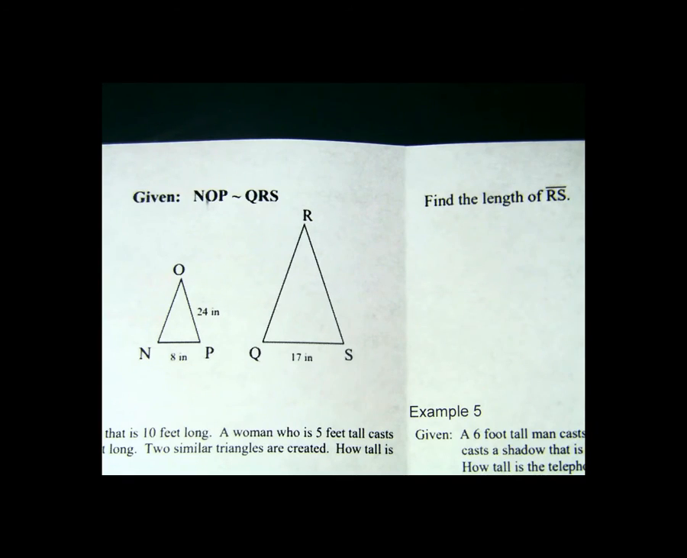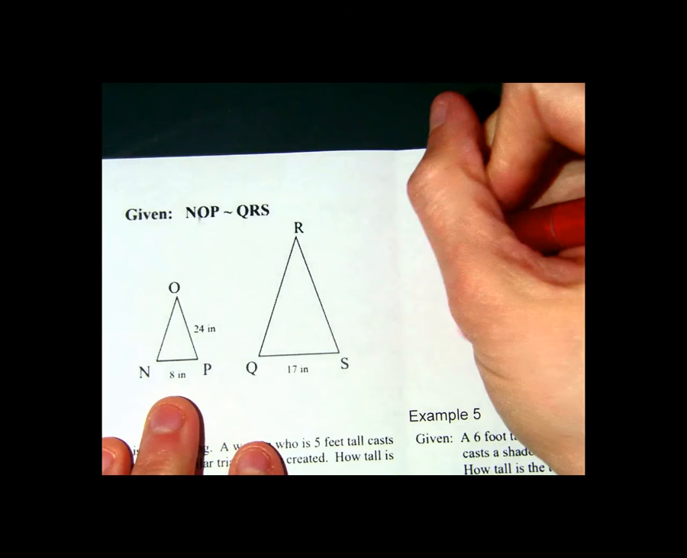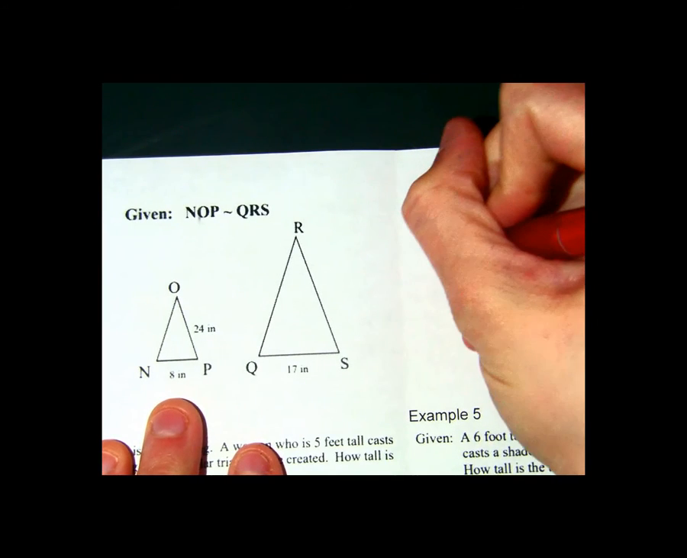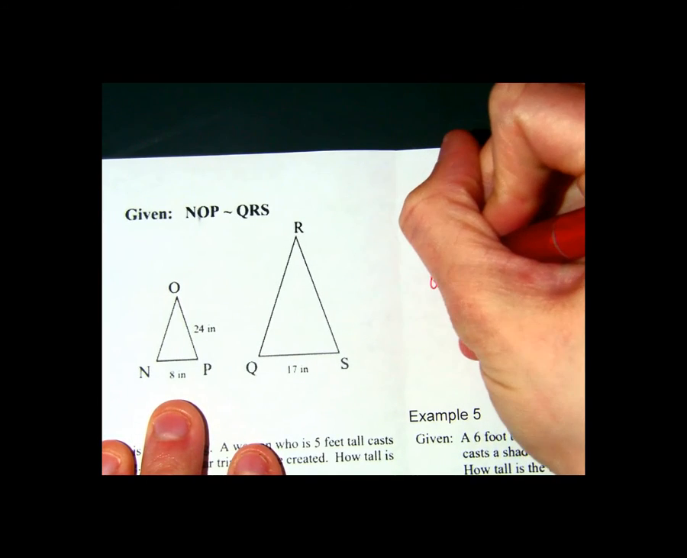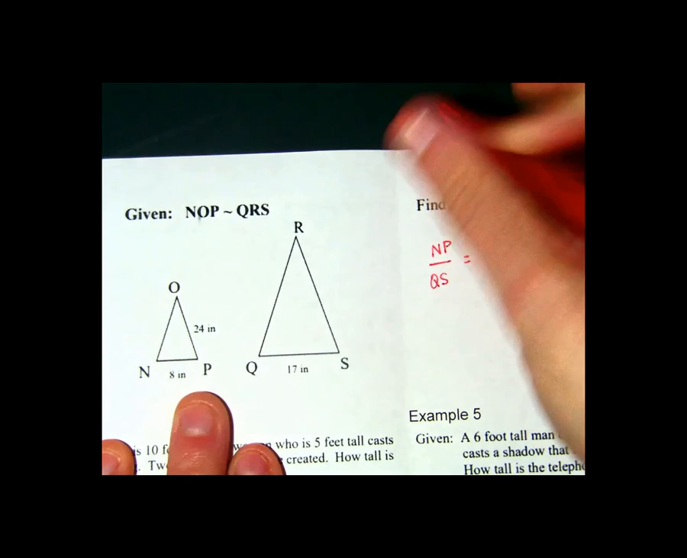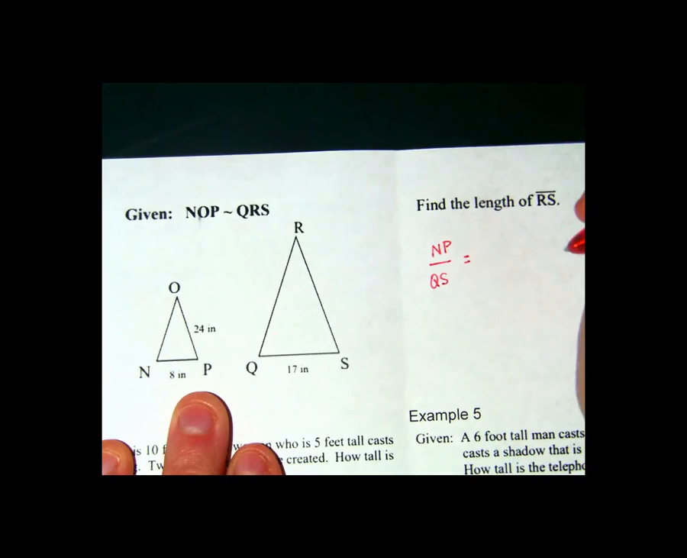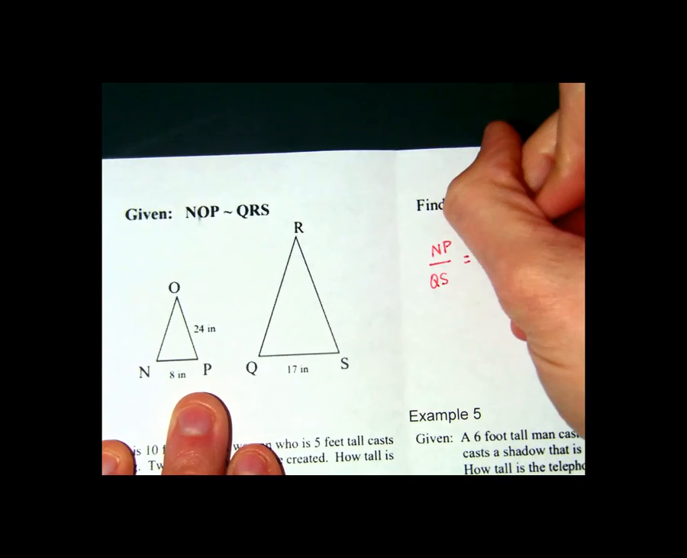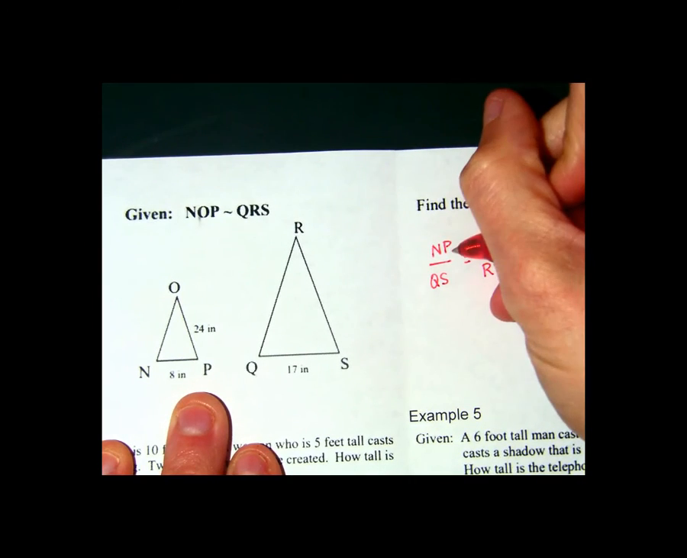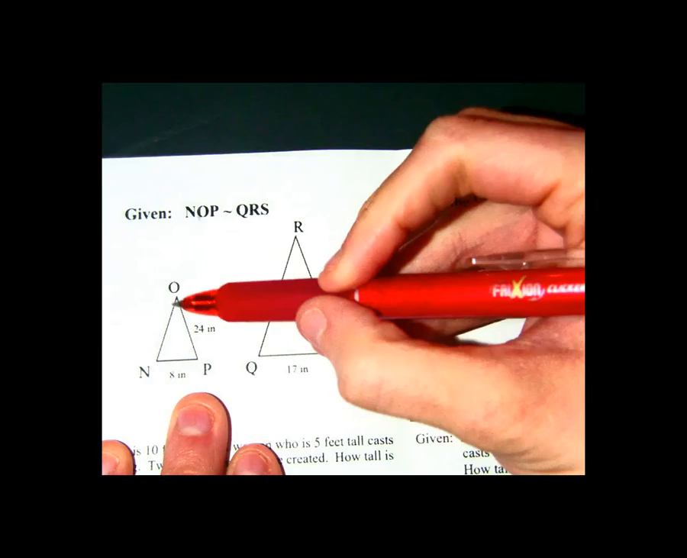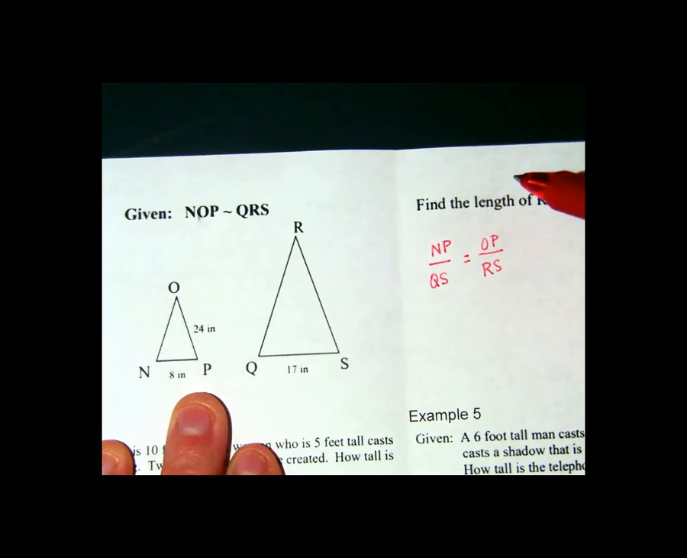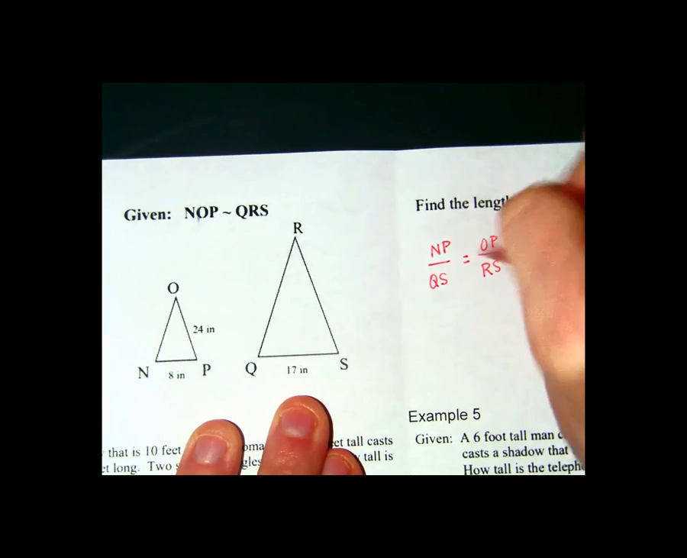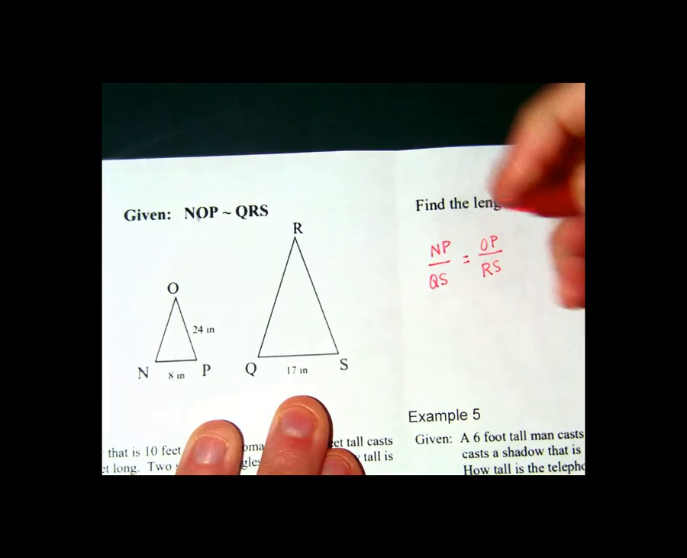Again, we can set up a proportion. We already know what NP is. We already know what QS is. It should be equal to OP over RS. Notice NP and OP on the top are from this triangle, and QS and RS are from this triangle.